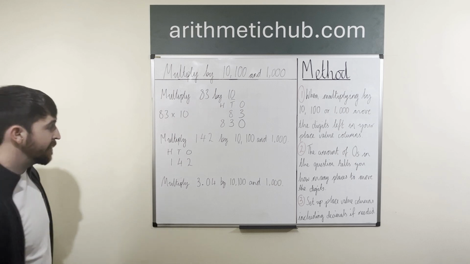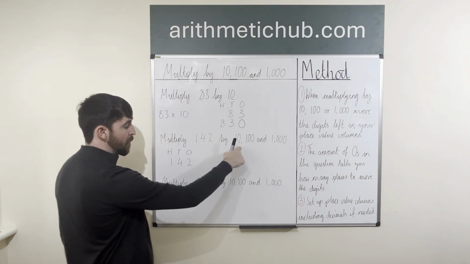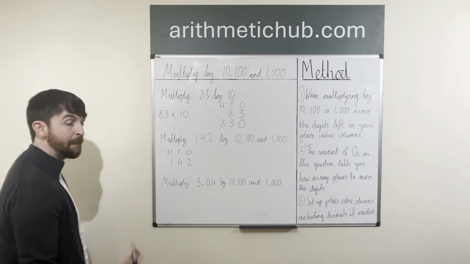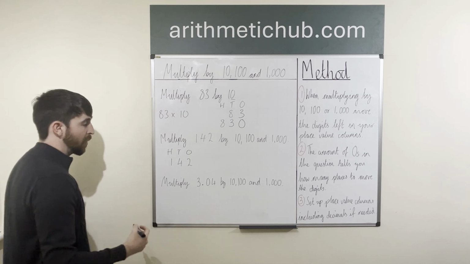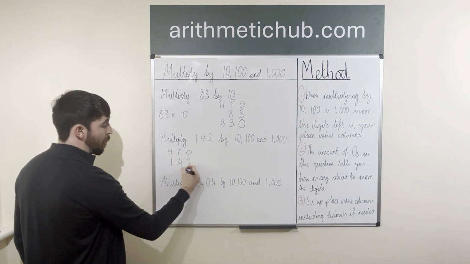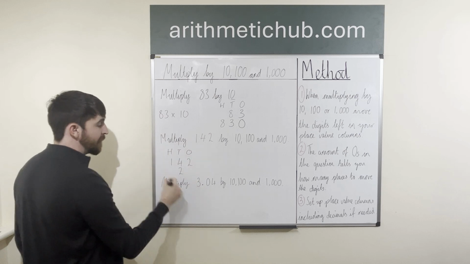Now, if I multiply it by 10, it's got 1 zero. So what I need to do is I need to move it one place. And when I'm multiplying, it's getting bigger, I'm moving it one place to the left. So again, on my ones column, I'm going to start with 2, I'm going to drop it down, and I'm going to move it from the ones column, one place to the left, to the tens column.